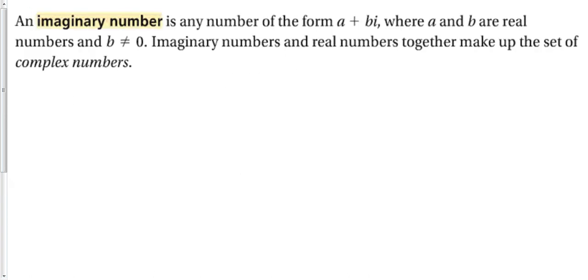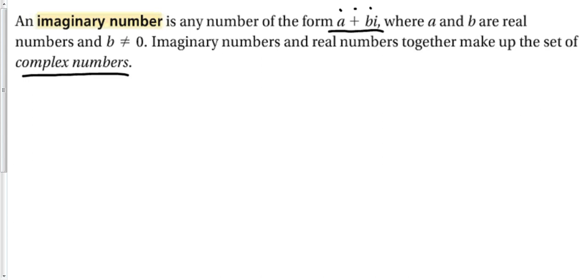Next, we're going to talk about i, my imaginary unit. Now, an imaginary number is any number that has the form a plus bi, where a and b are both real numbers and b is not 0, or else I wouldn't have an imaginary unit anymore. And imaginary numbers and real numbers together make up the set called complex numbers. So my imaginary number is going to be some number plus a number times the imaginary unit i.